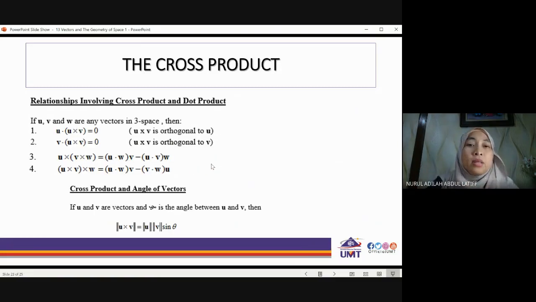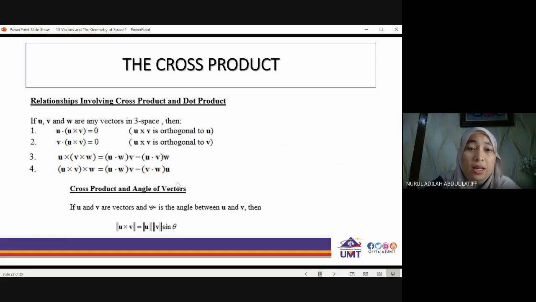Alright. So this is a relationship involving cross product and dot product. If u, v, and w are any vectors in 3-space, then u dot (u cross v) is equal to 0, so u cross v is orthogonal to u. And v dot (u cross v) is equal to 0, so u cross v is orthogonal to v. Number 3, u cross (v cross w) is equal to (u dot w)v minus (u dot v)w. And the fourth one, (u cross v) cross w is equal to (u dot w)v minus (v dot w)u.